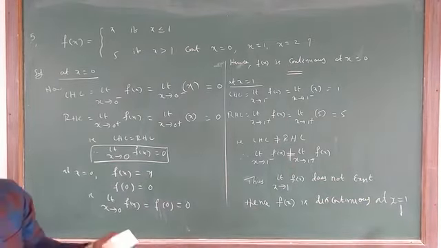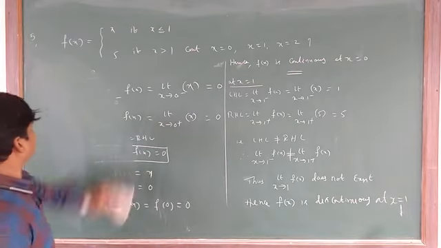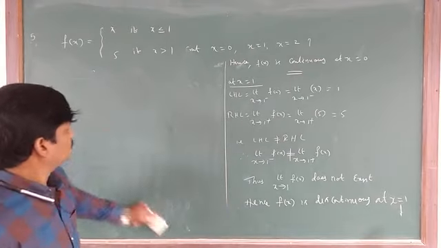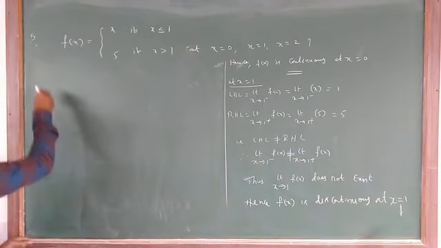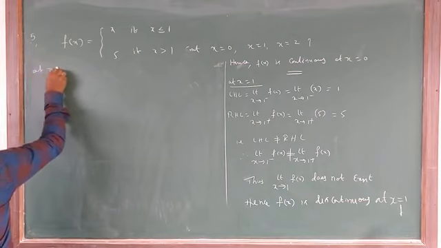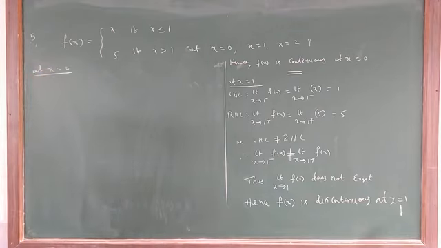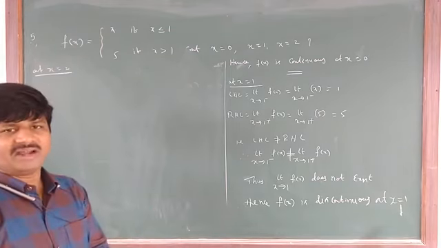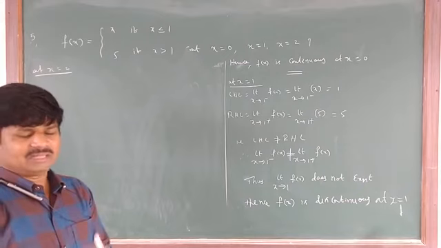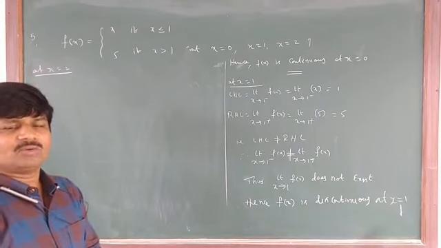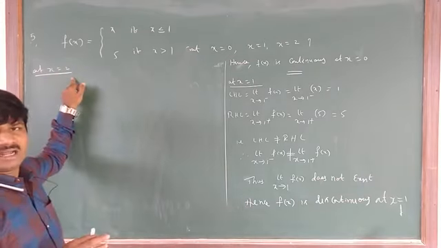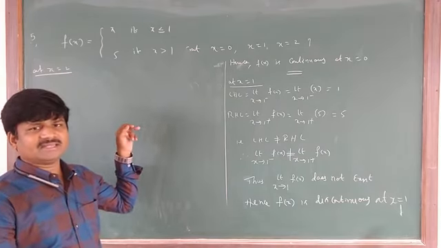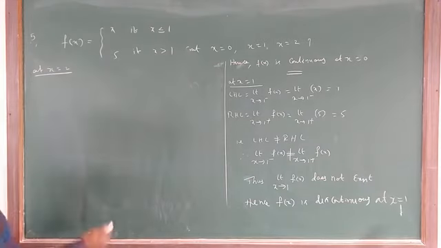Next question. In this, one more point is given: at x equal to 2 we also have to check. Here also the same condition. To say the function is continuous, we have to find the left limit and right limit, that means the limit at x equal to 2, and also f of 2. If both are equal, then continuous. Otherwise, discontinuous. Okay?